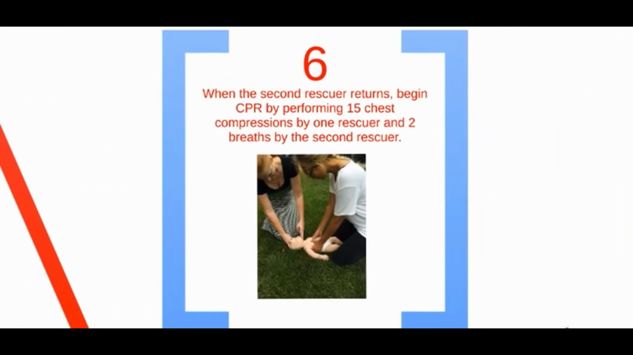Once the second rescuer returns, you switch from 30 to 2 to 15 to 2, with one rescuer doing the compressions and the other doing the breaths. If the second person can fit their hands around the infant's chest, perform CPR using the 2-thumb circling hand method. Once again, do not press on the bottom end of the sternum, as this can cause injury to the infants.